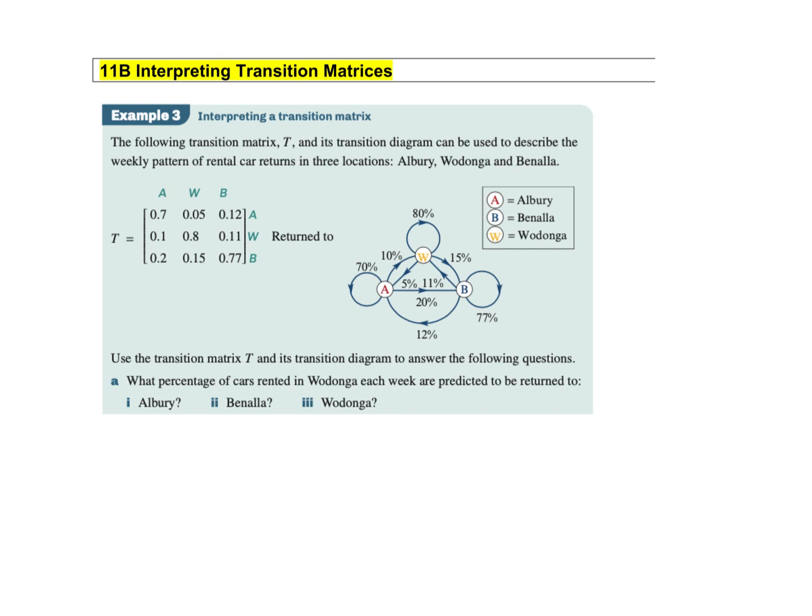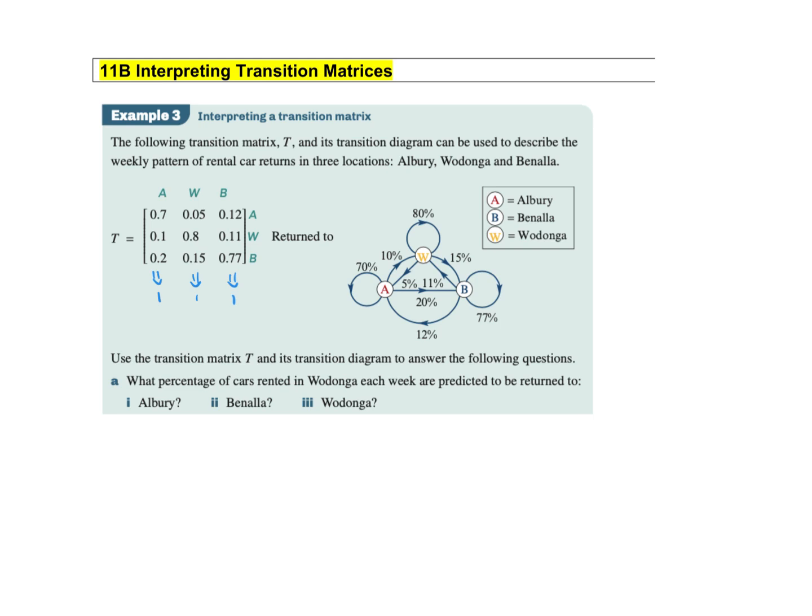has a transition diagram, and it can describe the weekly pattern of a rental car company. So they're doing that, and we've still got the Albury, Wodonga and Benalla. Remember what we were saying yesterday, that these columns will add up to 1. That's what makes a transition a transition. Okay, so use the transition matrix and its transition diagram to answer the following question.